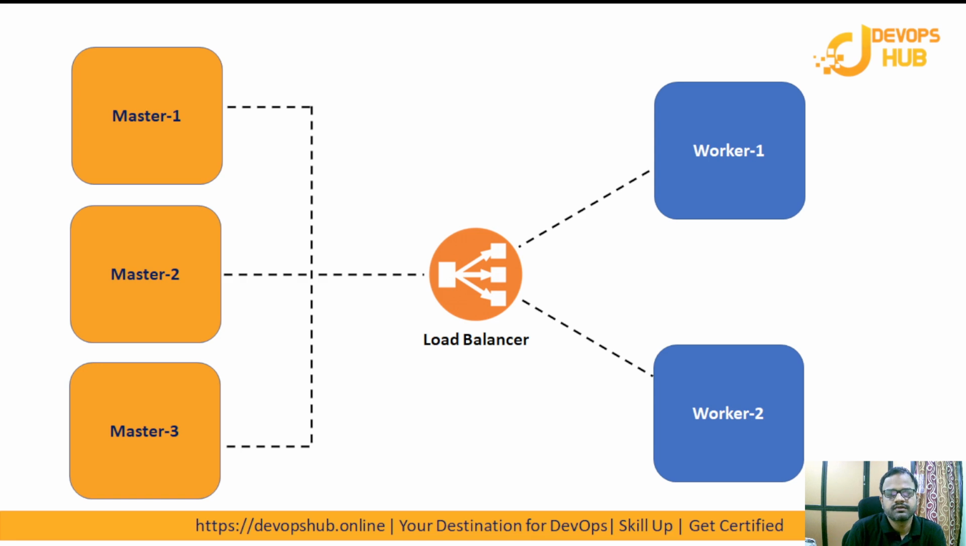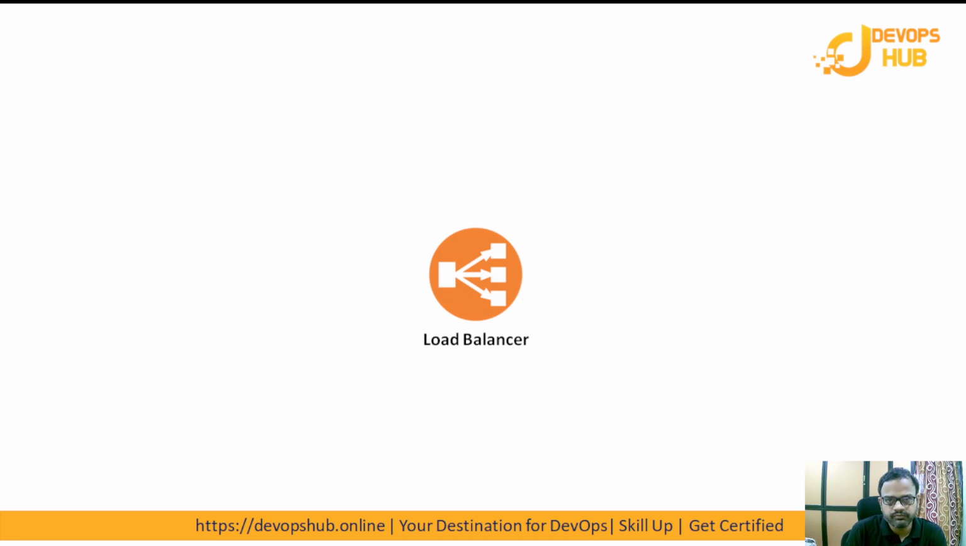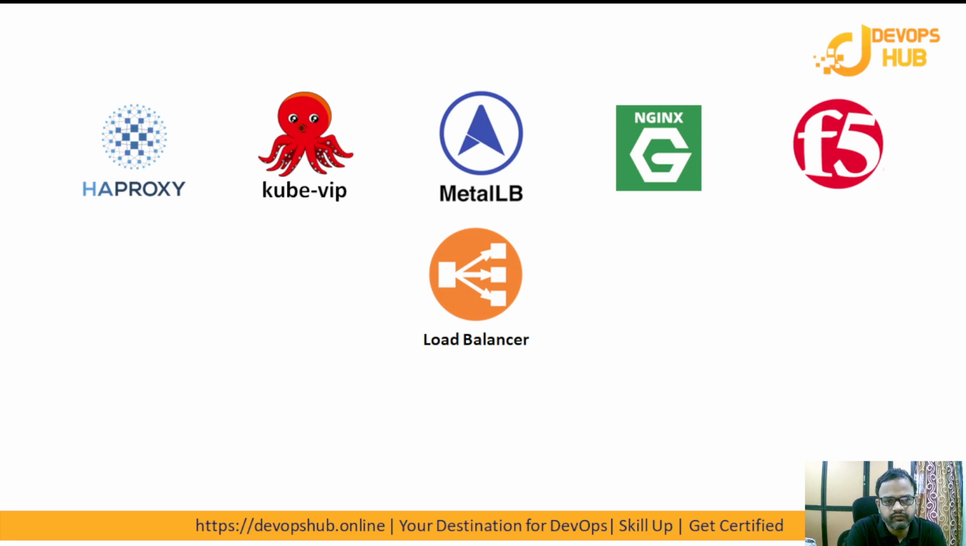So what is this load balancer? What can we use in place of this load balancer? It depends upon the kind of setup you are going with, or where you are going to spin up all these instances. For example, if you are going with on-prem or bare metal, there are a couple of solutions, like HA proxy, Kube VIP, Metal LB, Nginx, F5. You can choose any one of these to play the role of load balancing for your master nodes.